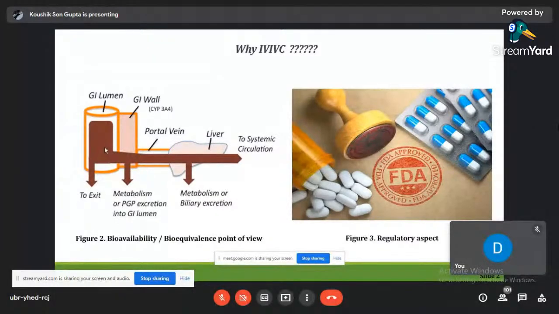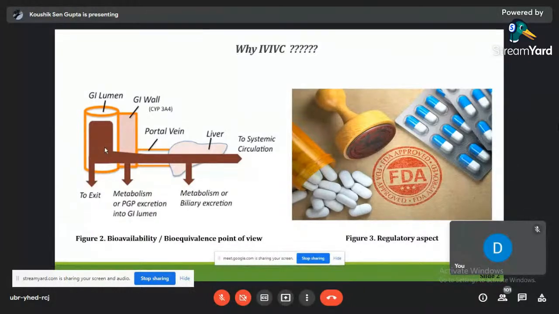And regarding the regulatory aspect, you know one term, the clinical trials. Whenever you develop one formulation, it should pass through the clinical trial phases.